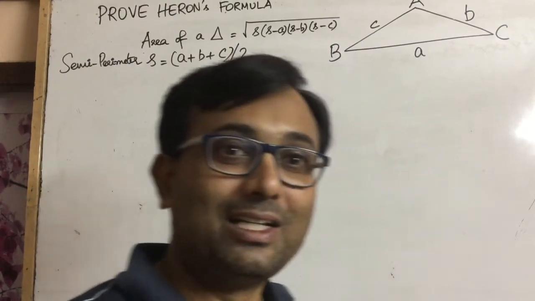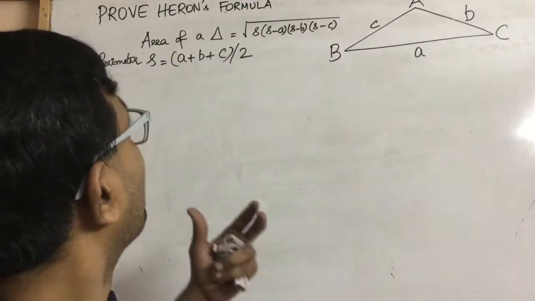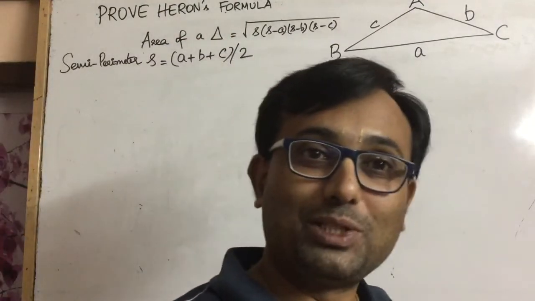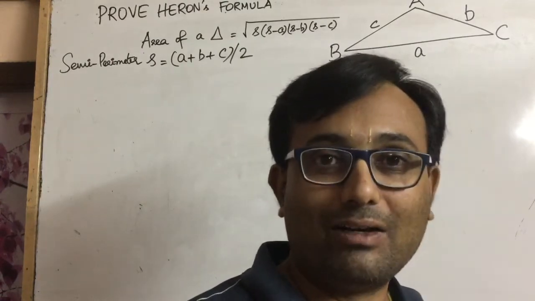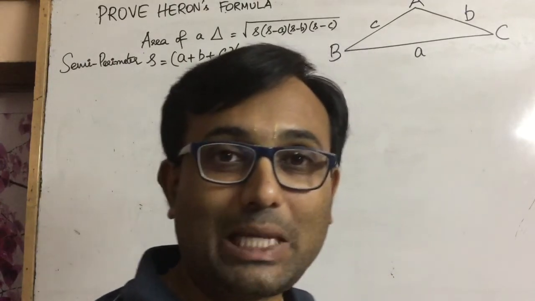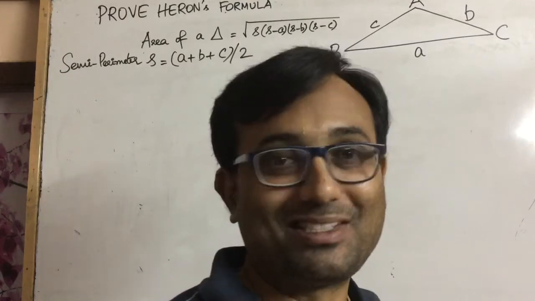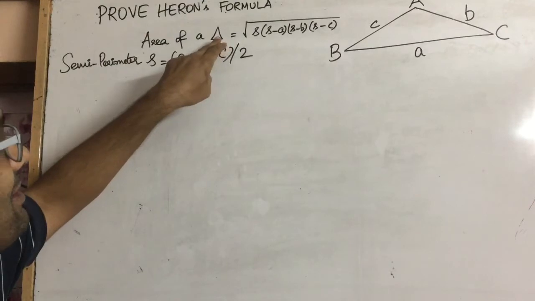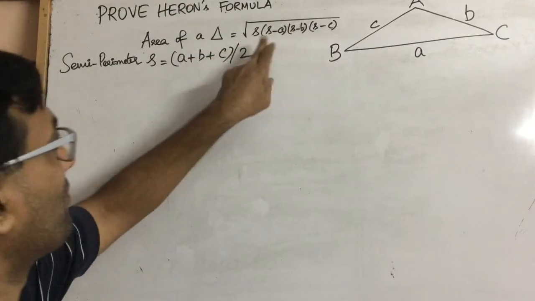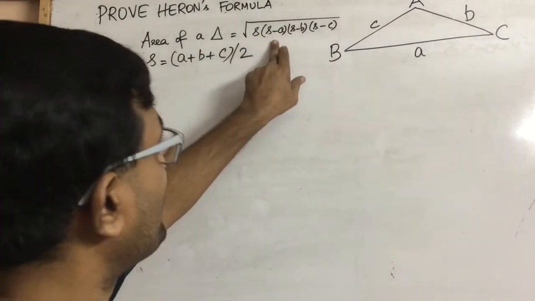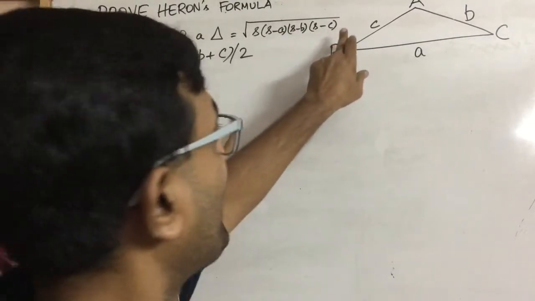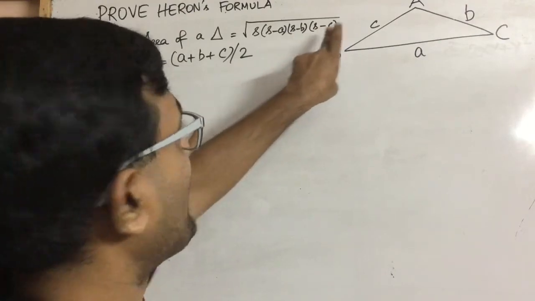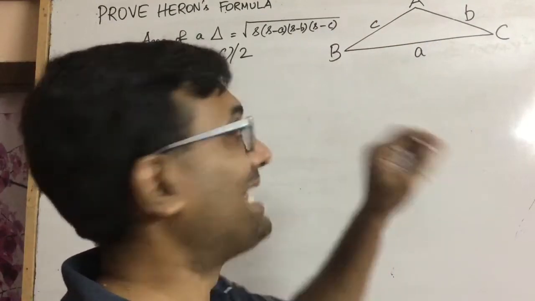Hello viewers, today I'd like to take a look at the proof of Heron's formula, which evaluates the area of a triangle given its side lengths. This is the formula: the area of a triangle is equal to the square root of s times (s minus a) times (s minus b) times (s minus c), where s is the semi-perimeter. a, b and c are the individual side lengths of the triangle.